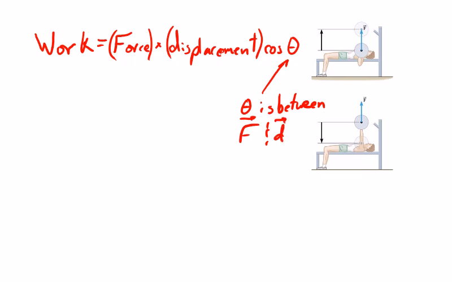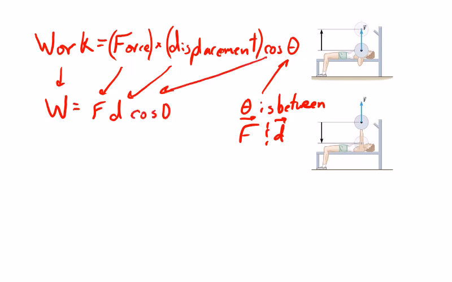And I'm going to just use D with an arrow over the top to represent my displacement. So our equation looks like this: work equals F D. I'll just use D for displacement. This could be vertical displacement, it could be horizontal, it could be diagonal, whatever. And then our little cosine theta. So this is our equation for work.